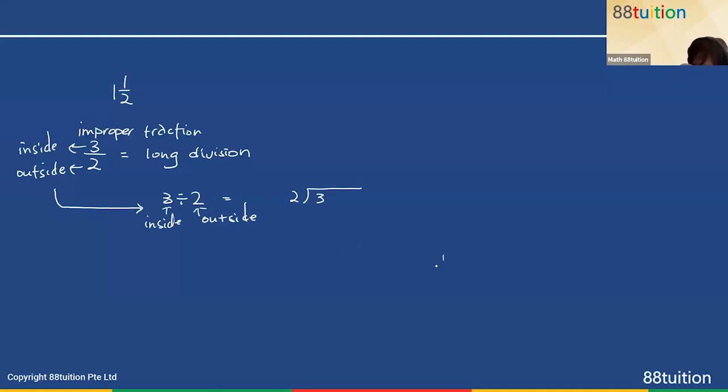Okay, a lot of students do this, thinking this is 2, then put here 2 inside, outside. Okay, then they say 3 divided by 2. A lot of people make this mistake, so don't. Okay, so 3 divided by 2, 1, remainder 1. Okay, now leave it like that.